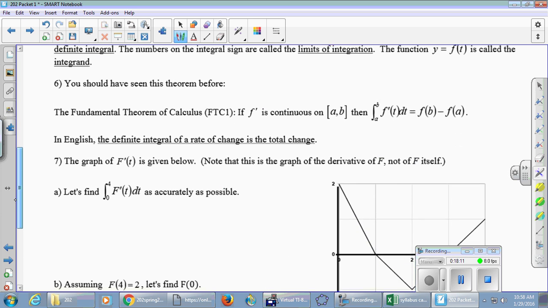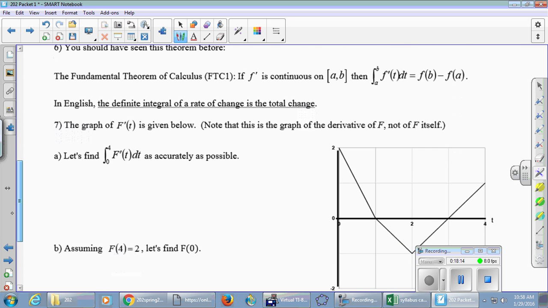Okay, so then the next thing is actually doing some calculations. So right here is something called the fundamental theorem of calculus part 1. It says if f prime is continuous on a closed interval, and you want to find the area under a curve, that's all that this symbol means, the area under the derivative curve, it turns out that's just equal to the original function, not the derivative, but the original function evaluated at the top number minus the original function evaluated at the bottom number. And so in English, it says the definite integral, that's that symbol, of a rate of change, your derivative, is the total change, or the actual change in the function.